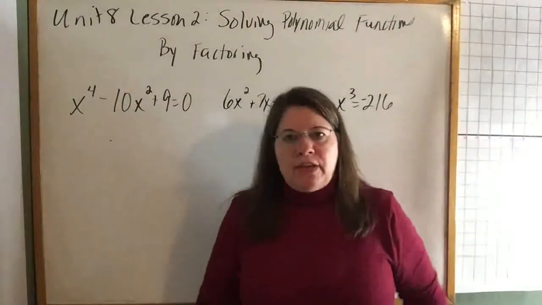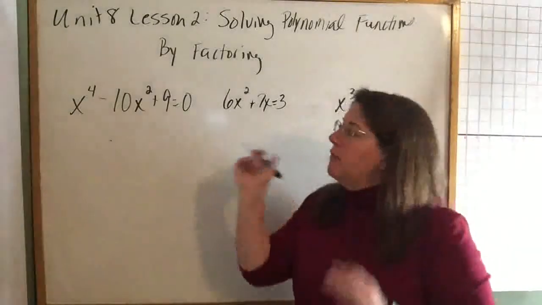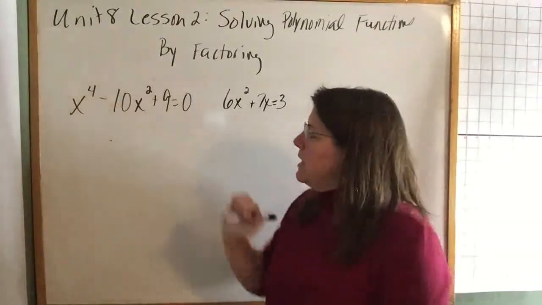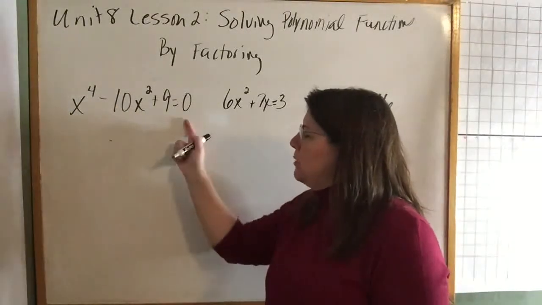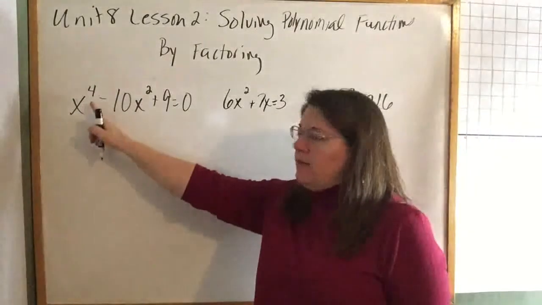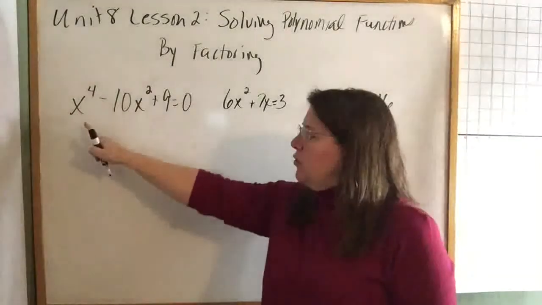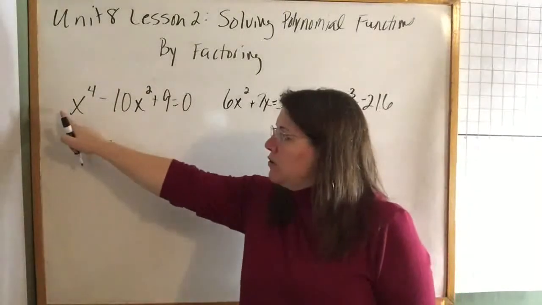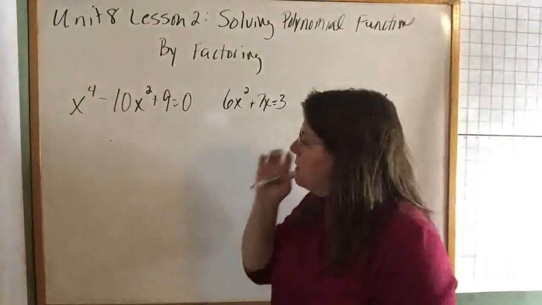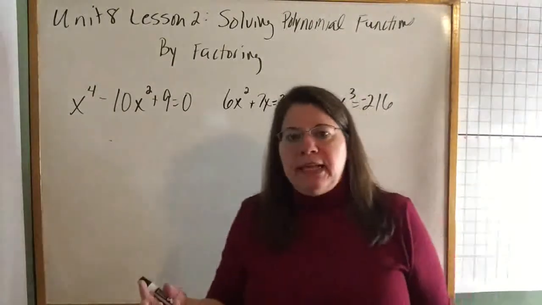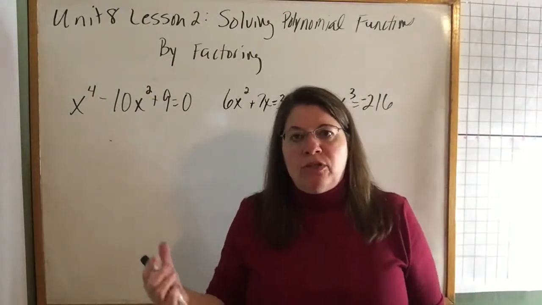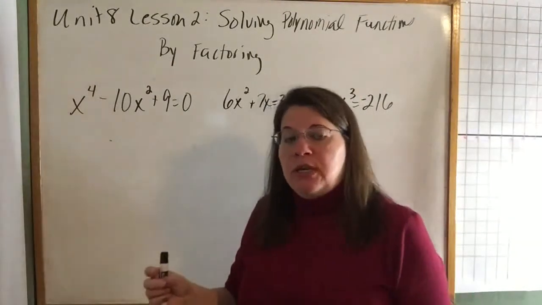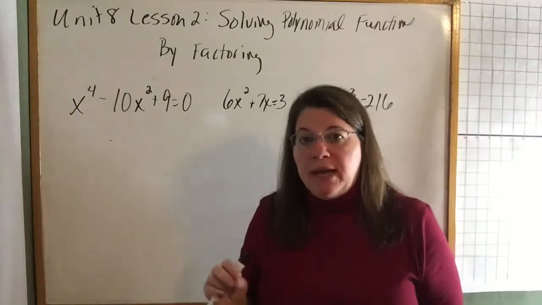So I've got 3 more examples that we're going to talk about. In the first one, it says x to the 4th minus 10x squared plus 9 equals 0. It is already in descending order, so the degree here is 4. That means we would expect to have 4 roots. The leading coefficient here is 1. And we'll deal more with the leading coefficient later when we're talking about what the graphs look like. That leading coefficient becomes significant when we're talking about end behavior.